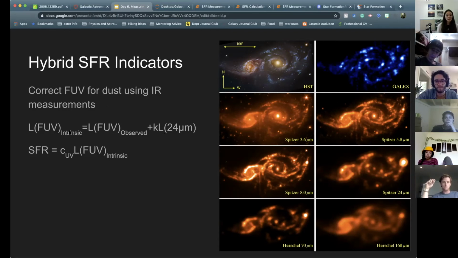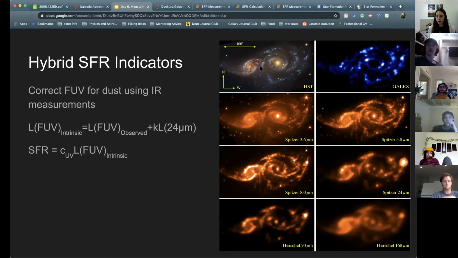So this is all assuming we know how dust absorption works, assuming dust absorption works about the same in every galaxy, and then it's also assuming that we can model it well with the 24 micron light. And so then once we have that, our C has all of our kind of physics inside of it, and we can plug our intrinsic FUV light into an equation that looks like this to get a star formation rate. And I really like this image of the Whirlpool galaxy looking in different wavelengths.